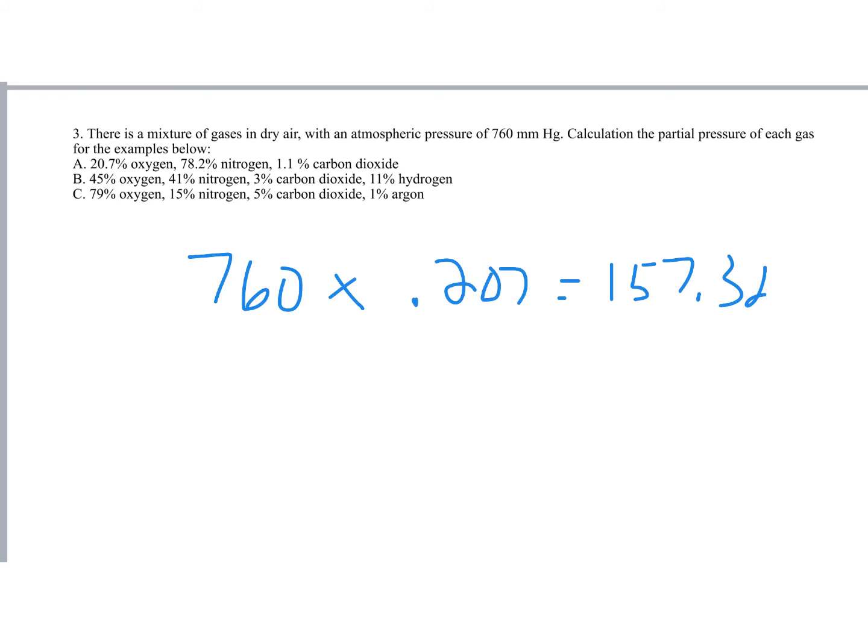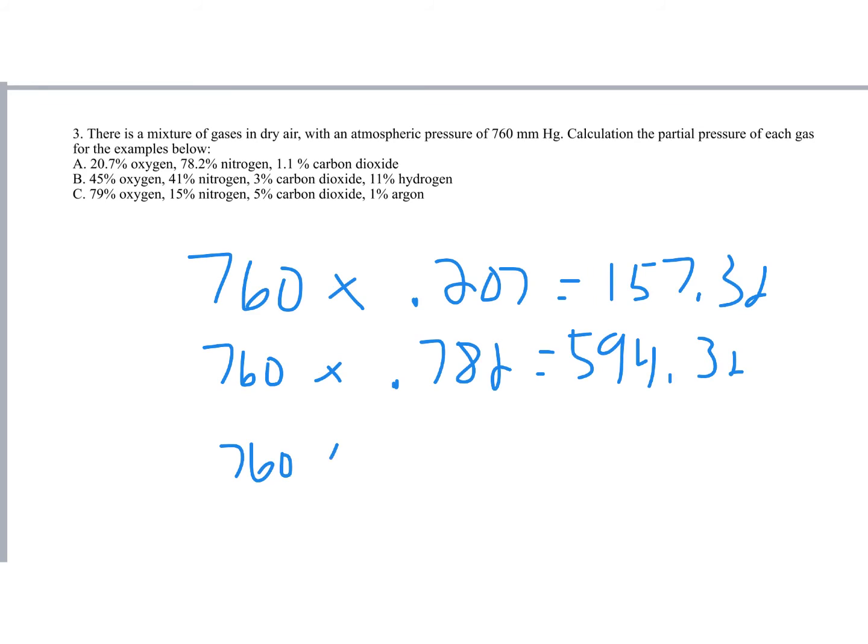All right, so let's look at nitrogen. It says nitrogen is 78.2%. So you take atmospheric pressure and multiply it by 0.782, and that gives you an answer of 594.32 millimeters of mercury. And then you take carbon dioxide. Carbon dioxide is 1.1%. So you take 760 and multiply by 0.011, and that gives you an answer of 8.36 millimeters of mercury.